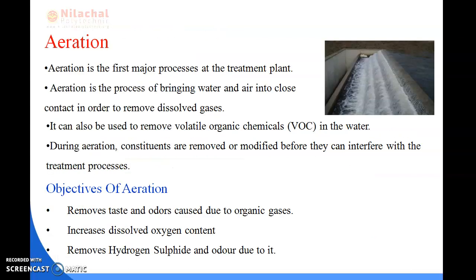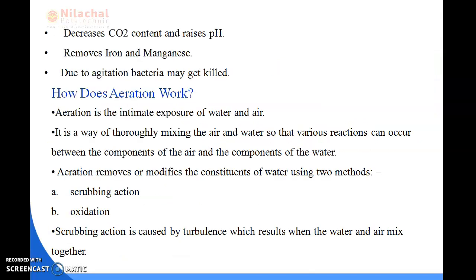Mainly we can say that the aeration process is done to remove the taste and odor that has been caused by the organic gases, and to increase the oxygen content, remove the hydrogen sulfide, that is H2S, and odor, decrease the carbon dioxide content, and remove the iron and manganese. Also we can say that from this aeration process the bacteria can also get killed.